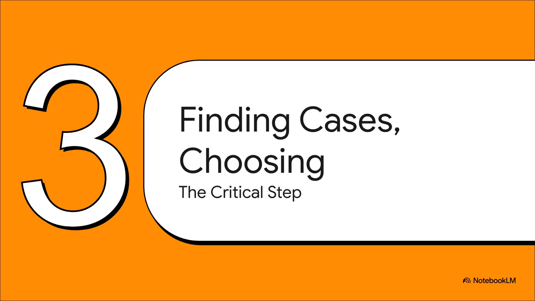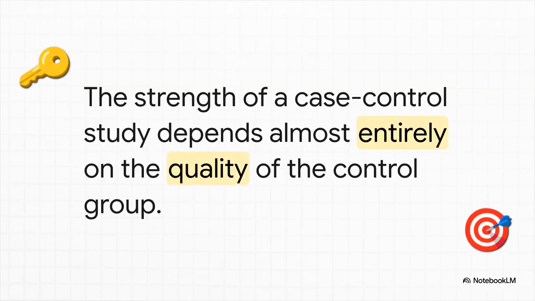All right, so let's talk about finding those cases and choosing those controls. Now, finding the cases, that's usually pretty easy. I mean, they're in hospitals, they're in clinics, but the real trick, the thing that can make or break your entire study, is picking the right controls. And I'm not exaggerating here. A bad control group can send your entire investigation on a wild goose chase.